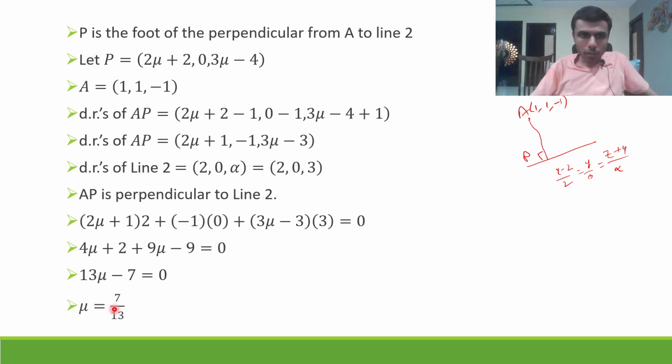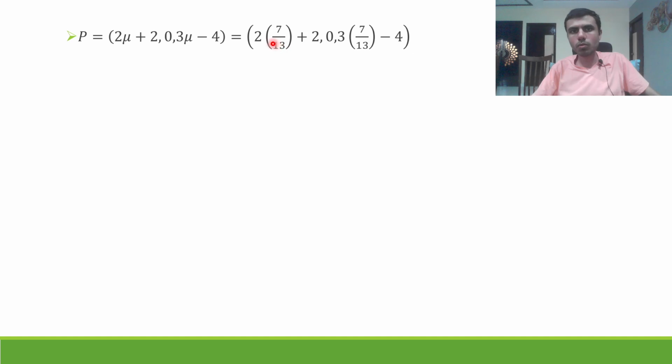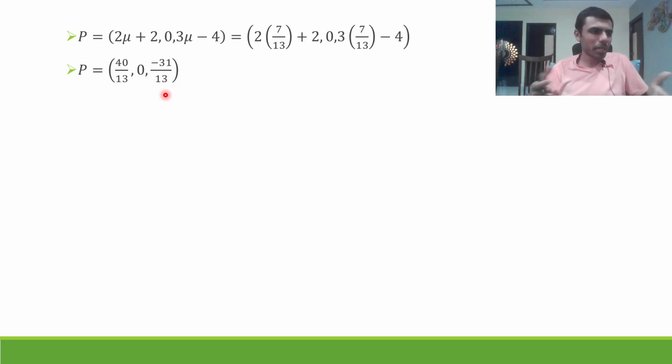Now I got mu. Now substitute it in this. I'll get my P. P is what? 2 into 7 by 13 plus 2 and 0 comma 3 into 7 by 13 minus 4. If you solve this, 14 by 13 plus 2, if you take LCM, 14 plus 26 by 13, so that will be 40 by 13. You just solve this, okay? 21 by 13 minus 4, it's not a big deal. If you are someone who is preparing for JEE Mains, I expect you to do these basic calculations yourself. So I got P.